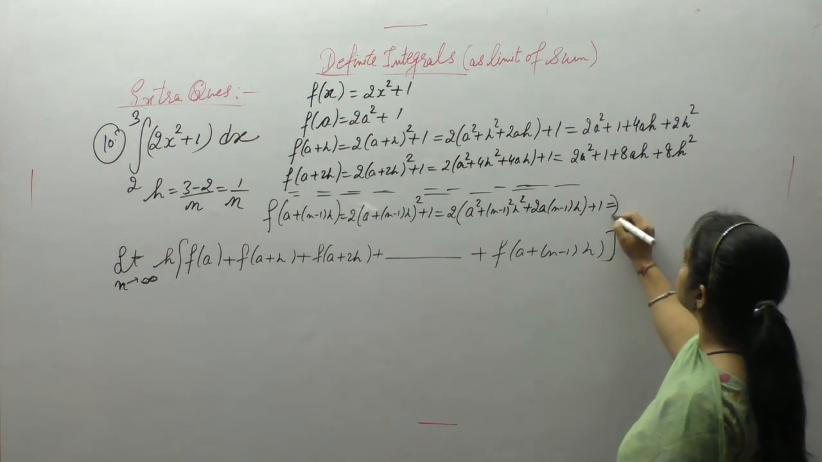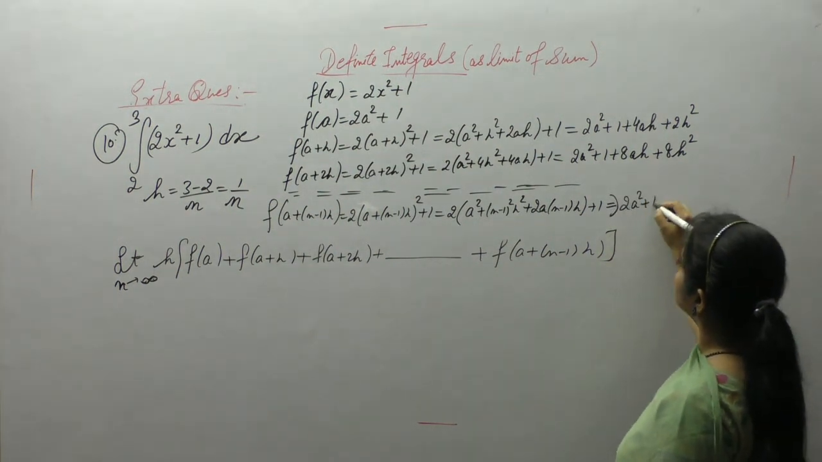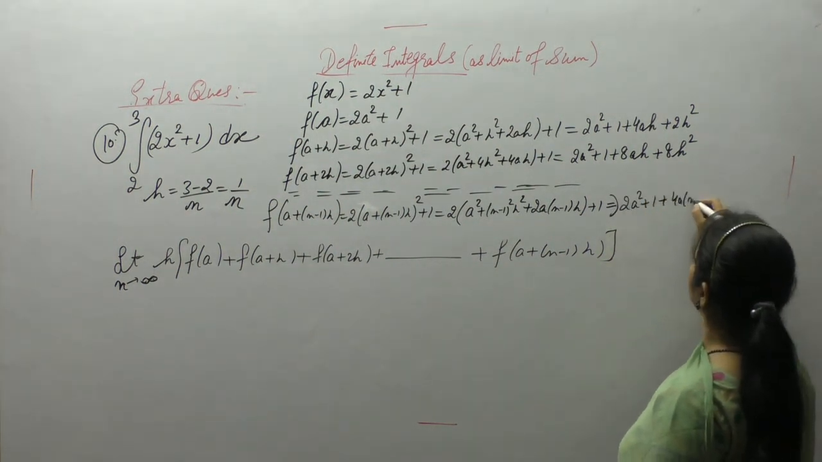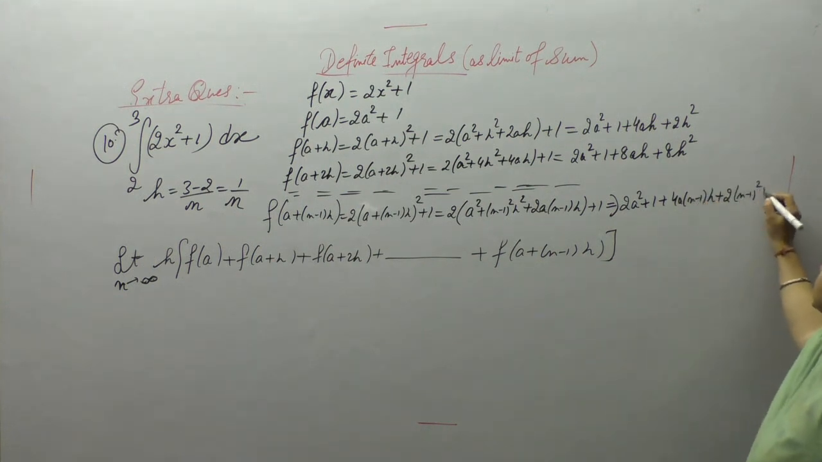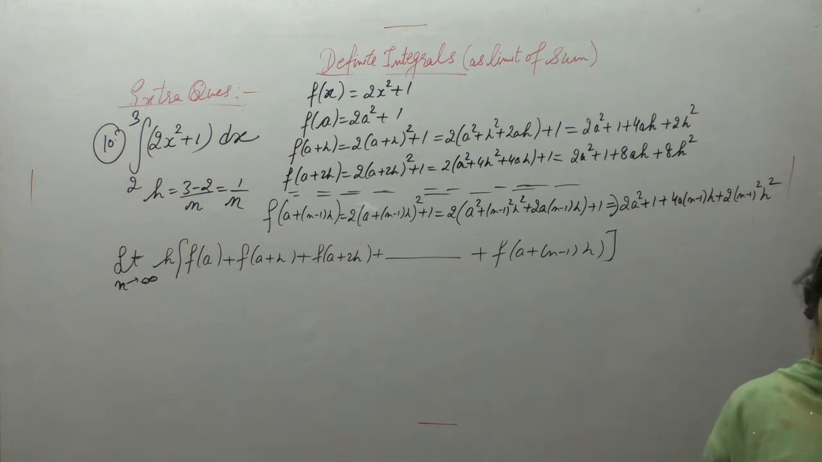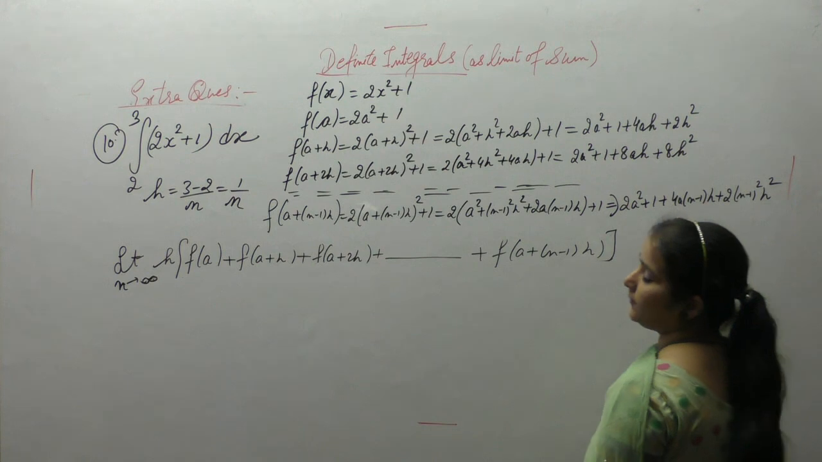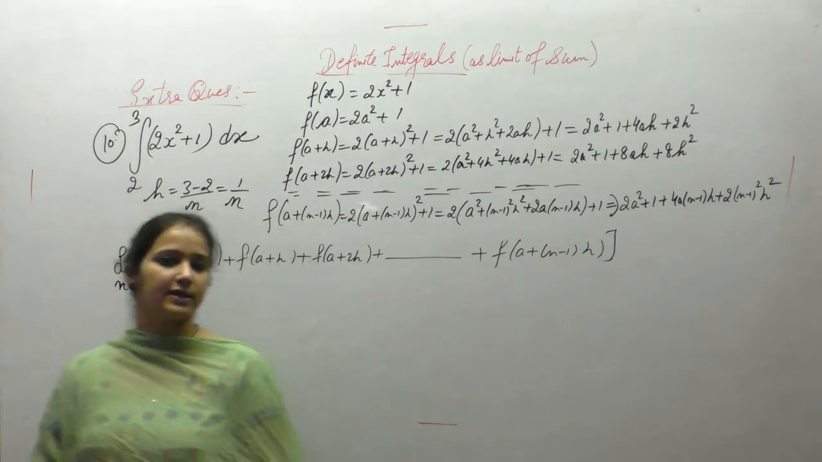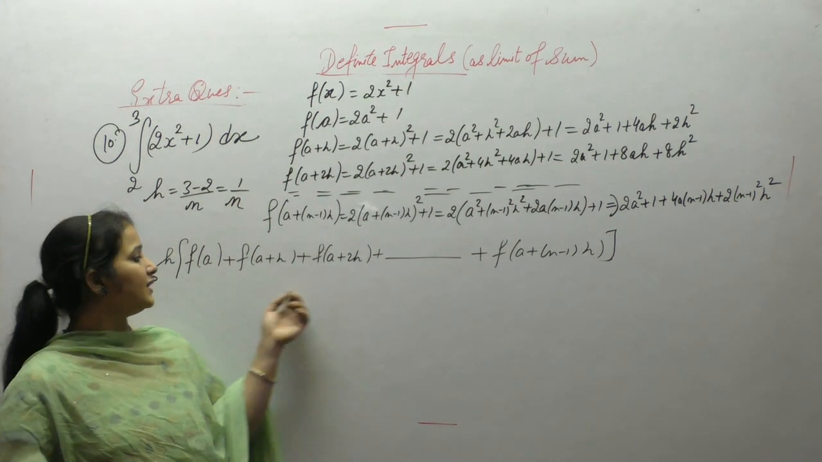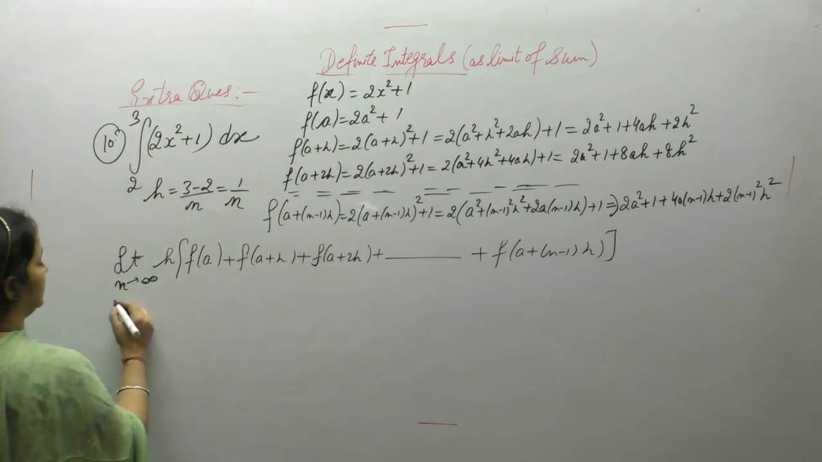2a square plus 1 plus 4a n minus 1 into h plus 2 n minus 1 square h square. First we find the value of functions at a plus h, a plus 2h, and so on up to a plus n minus 1 into h. Now put all these values in the given formula.